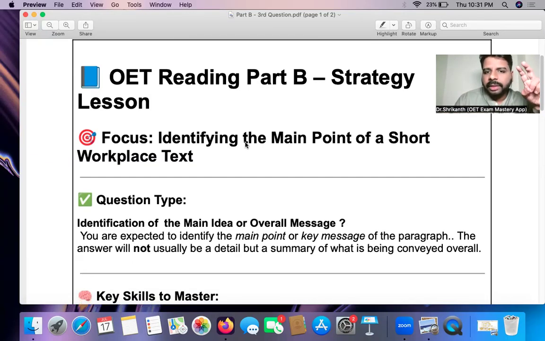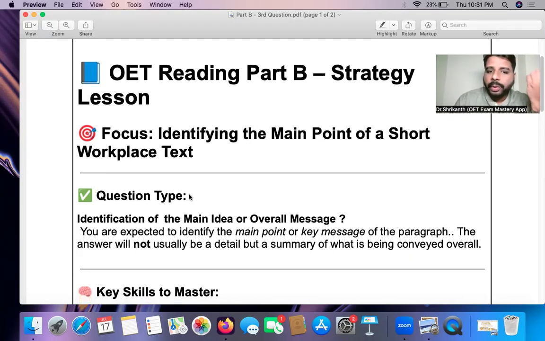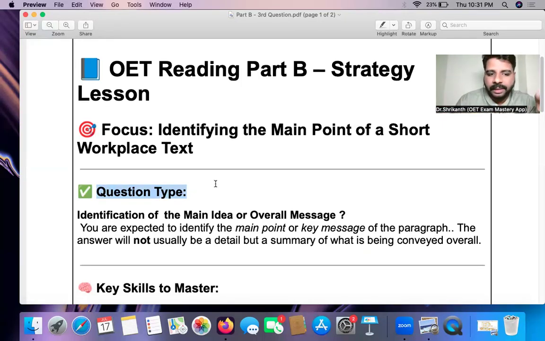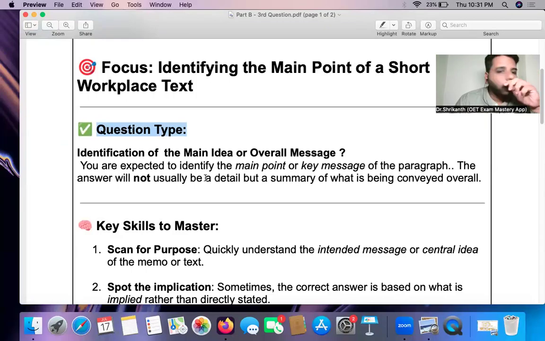Now, the first thing that you can do is understand the question type. There are different types of questions in reading part B and even reading part C. Reading part C has even more different types of questions, right? So if you understand the question type, it becomes a little bit easier. So here, what is the question type over here?